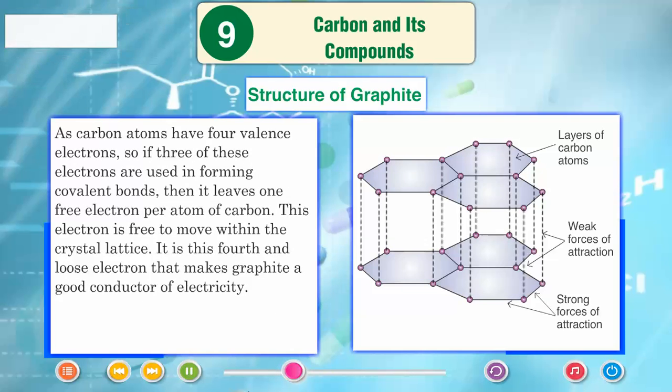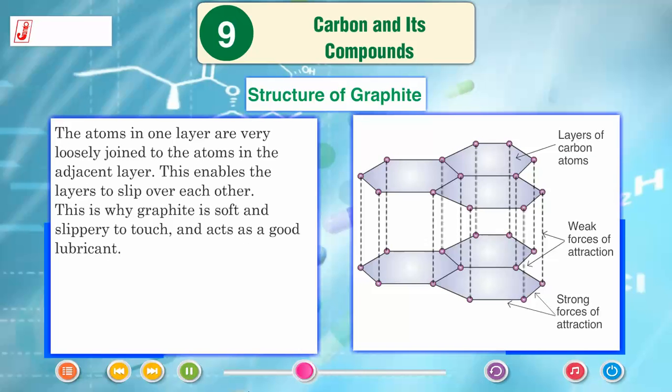As carbon atoms have 4 valence electrons, if 3 of these electrons are used in forming covalent bonds, it leaves 1 free electron per atom of carbon. This electron is free to move within the crystal lattice. It is this fourth and loose electron that makes graphite a good conductor of electricity. The atoms in one layer are very loosely joined to the atoms in the adjacent layer. This enables layers to slip over each other. This is why graphite is soft and slippery to touch and acts as a good lubricant.